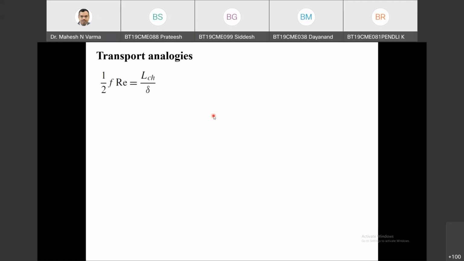This is the equation which we got during the physical interpretation of friction factor. If you remember this equation, half friction factor into Reynolds number equals characteristic length divided by delta. This characteristic length is the dimension which is the property of my system. It will be the diameter in a pipe. If I am discussing flow through a pipe, the characteristic length is the diameter. For flow over a flat plate, it will be the length of the plate in the direction of flow.